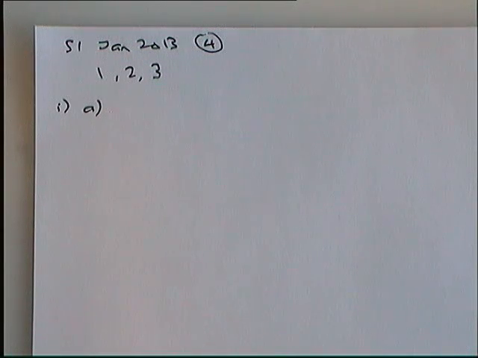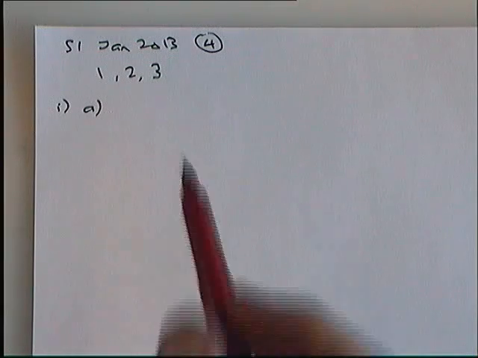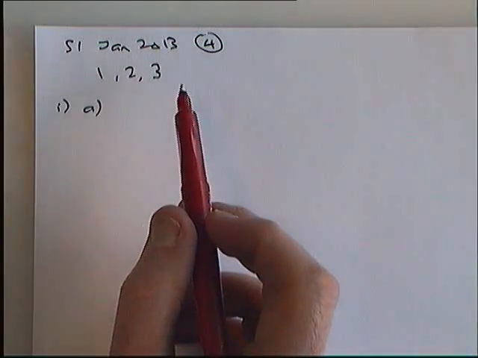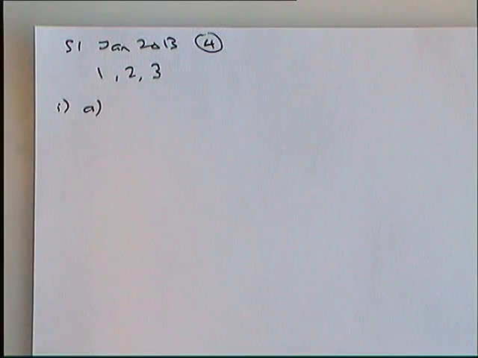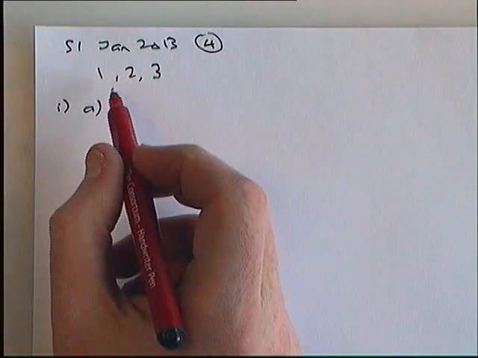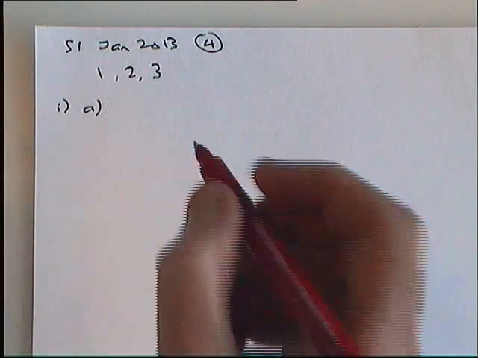This is an answer to question 4 on the S1 paper, January 2013. It's how many different 3-digit numbers can be formed using the digits 1, 2 and 3, and in part A, when no repetitions are allowed. So part A says how many arrangements are there of the numbers 1, 2 and 3?